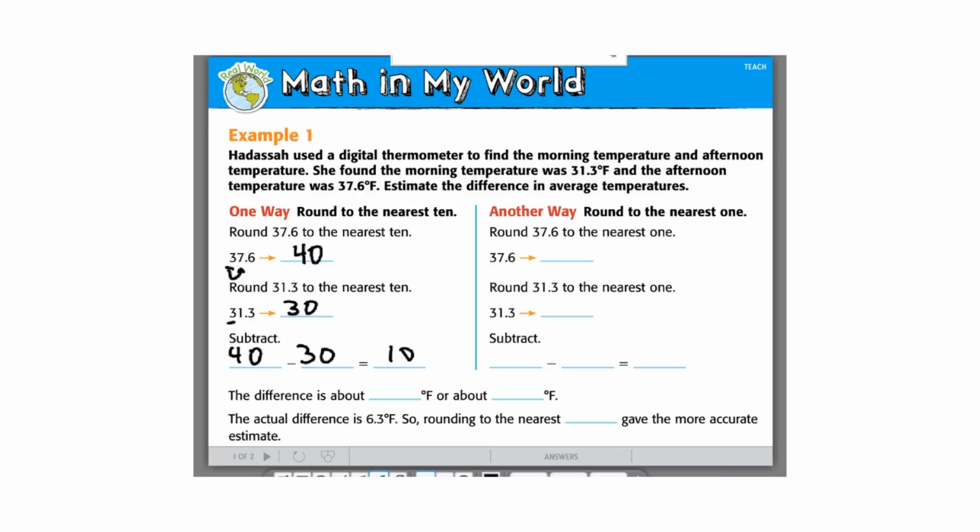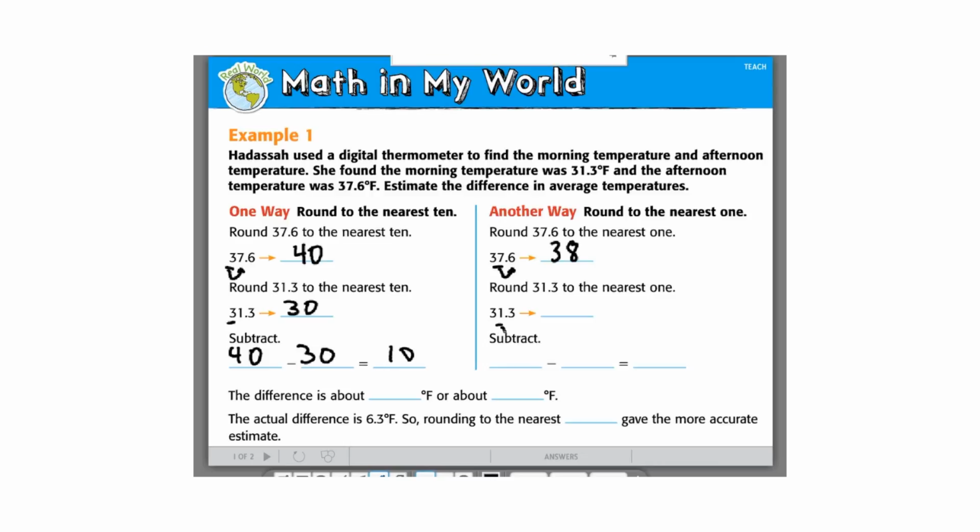There we go. Now, if we rounded to the nearest 1s, we would underline the 7 on the first number and the 1 on the second number. And then we would look to the right, and we would have 38, right? Because 6 is 5 or more, it means the 7 bumps to an 8.